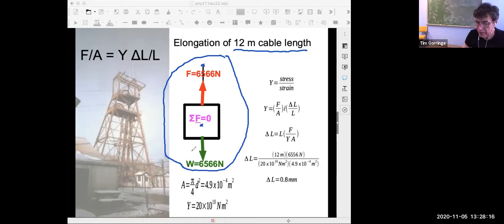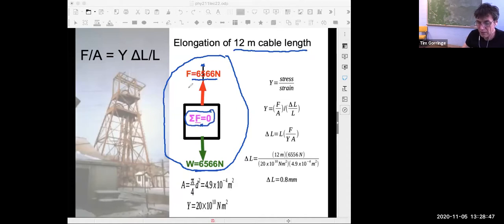In green here, that's the force of gravity. And then in red here is the support by a tension force from the cable. If it's just hanging on the cable, then that tension force must exactly balance that gravitational force. The tension force will be 6,566 newtons because the force of gravity was 6,566 newtons. So you end up with zero net force, and the elevator is just hanging there.